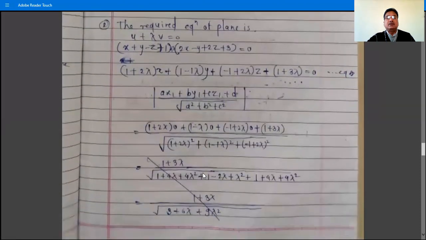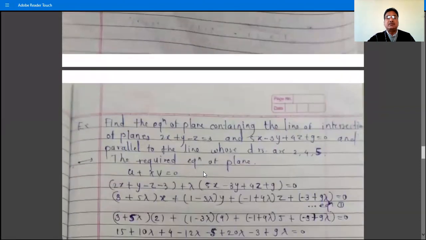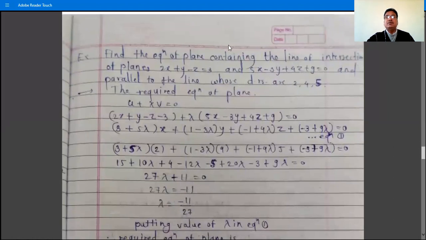So write this as the answer of that problem. Next, the same problem: find the equation of the plane containing the line of intersection of these two planes and parallel to the line whose direction ratios are 2, 4, 5. The next sentence, that it is parallel to the line whose direction ratios are 2, 4, 5, is useful to find the value of lambda. So first write the equation of the plane containing, or passing through, the line of intersection of these two planes.